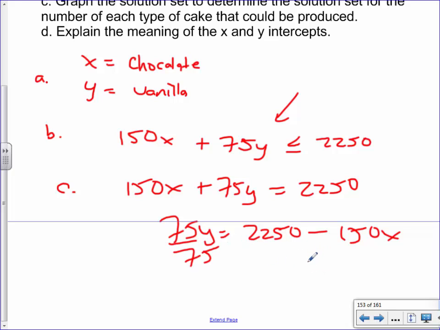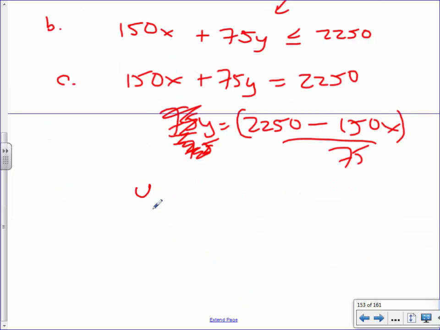Okay, I'd like to give a hint on this one here. You could divide both of these terms by 75, but they may or may not actually divide nicely by 75. So one thing I like to do just to save time is I put all of this in brackets, and then I just divide by 75. Because 150 is definitely going to divide by 75, but this 2250, maybe it does, maybe it doesn't. So when I type this in my graphing calculator, I'm going to type it in like this: y1 equals open bracket 2250 minus 150x divided by 75.